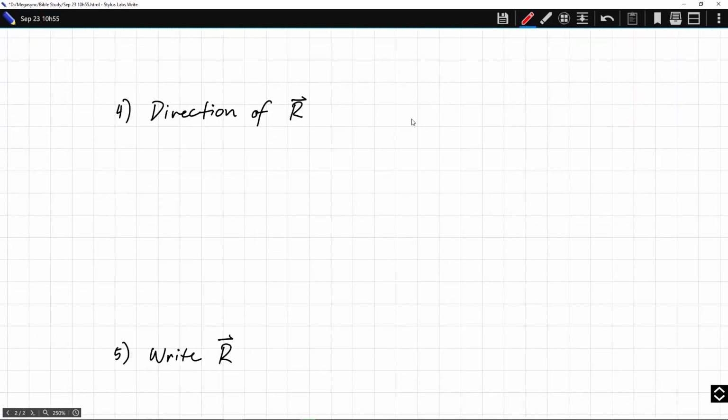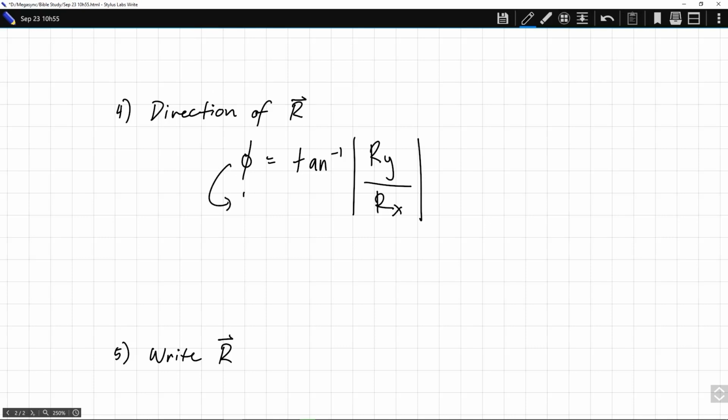Okay, so to solve the direction for vector r, we need to solve first the angle phi, which is given by this equation. Inverse tangent or arctan of the absolute value of r sub y over r sub x. Now, itong angle na ito, phi, this is the angle from the x-axis. Okay, so galing sa x-axis itong angle na ito, angle phi.